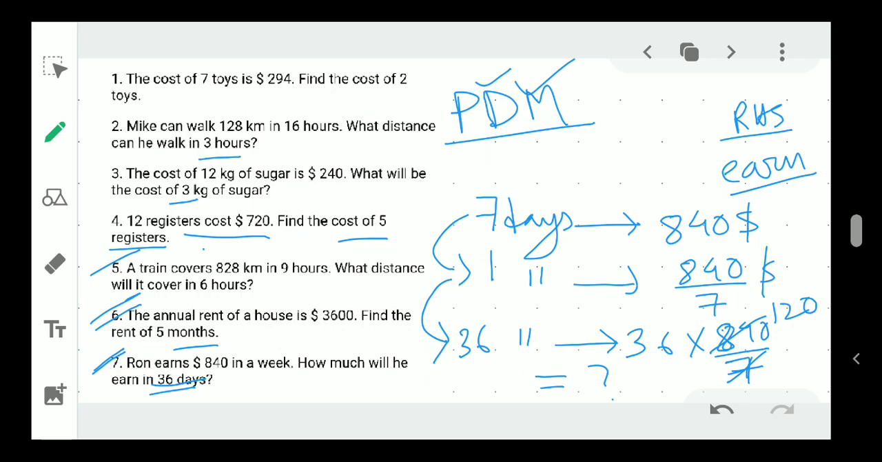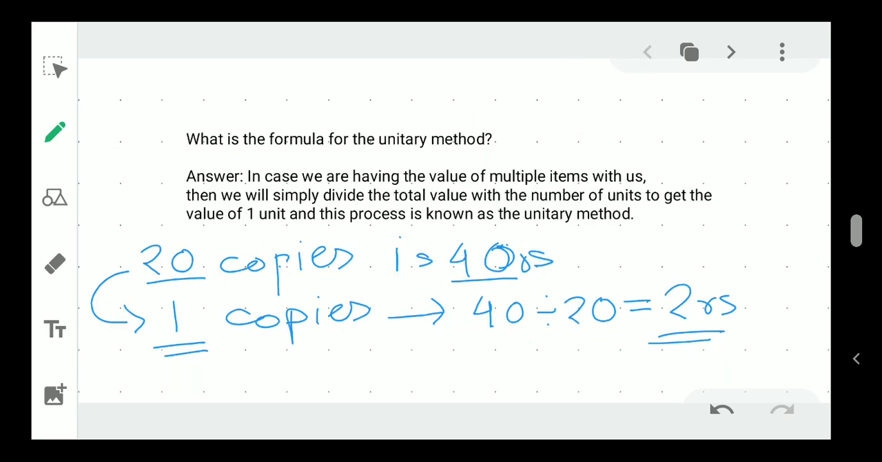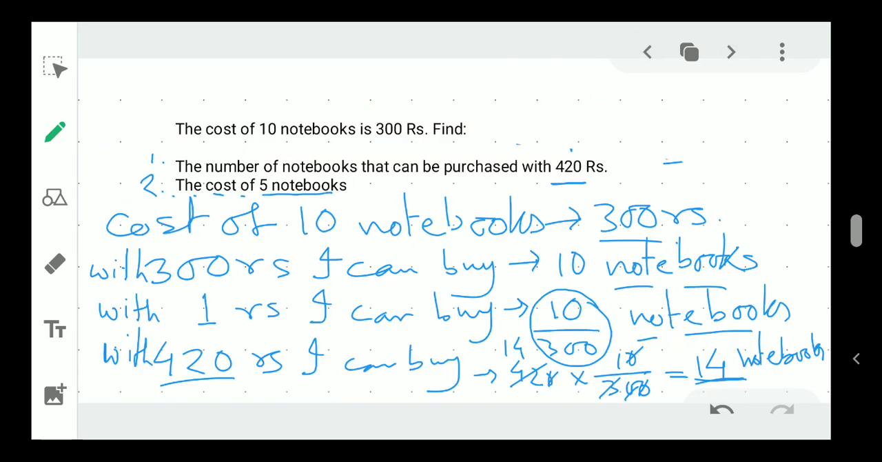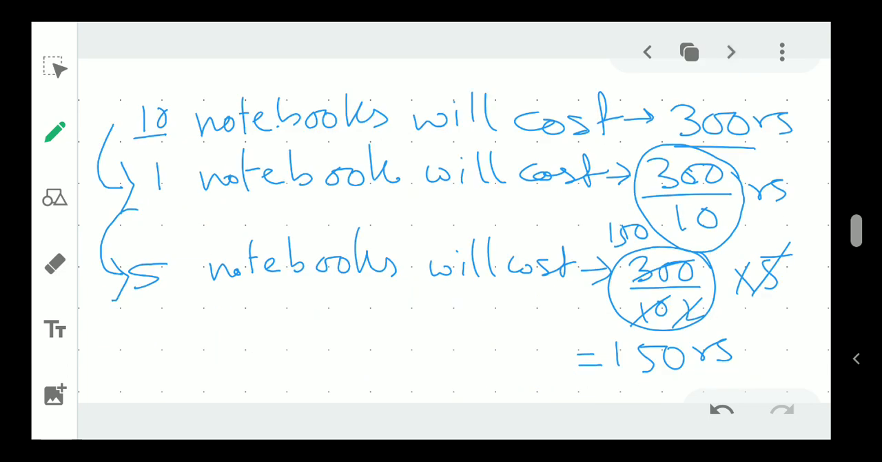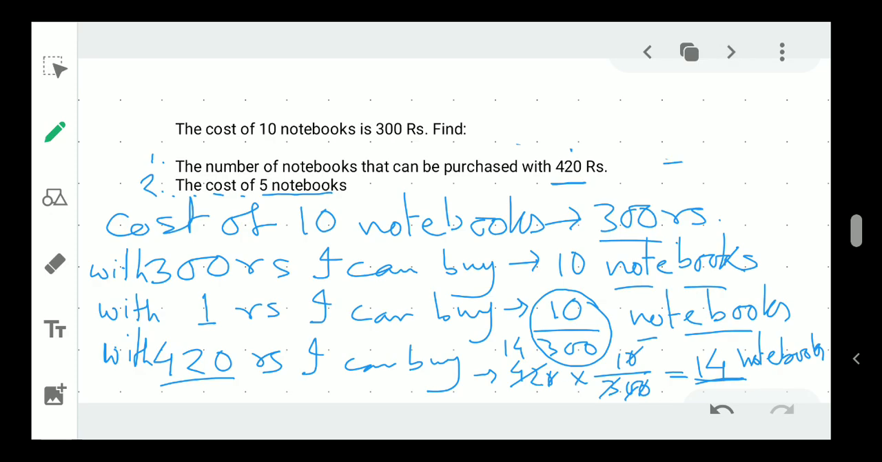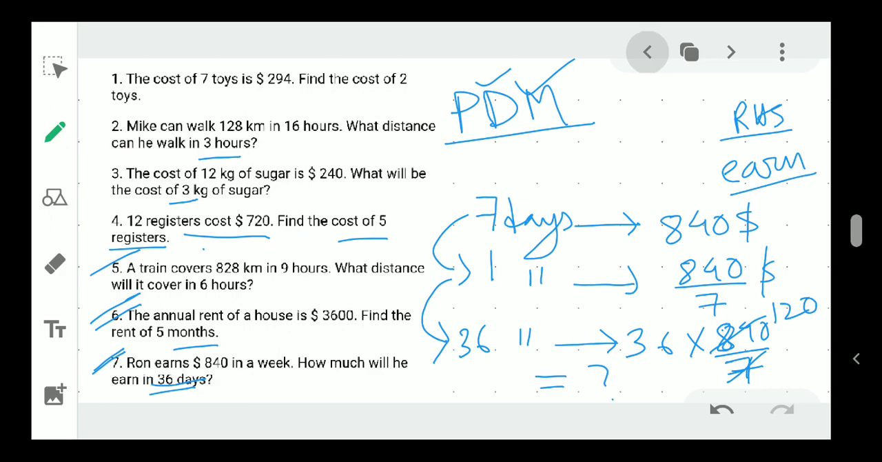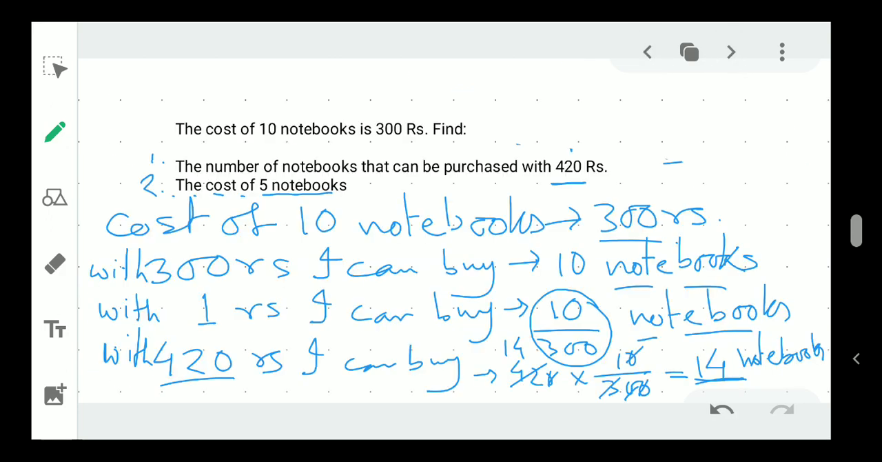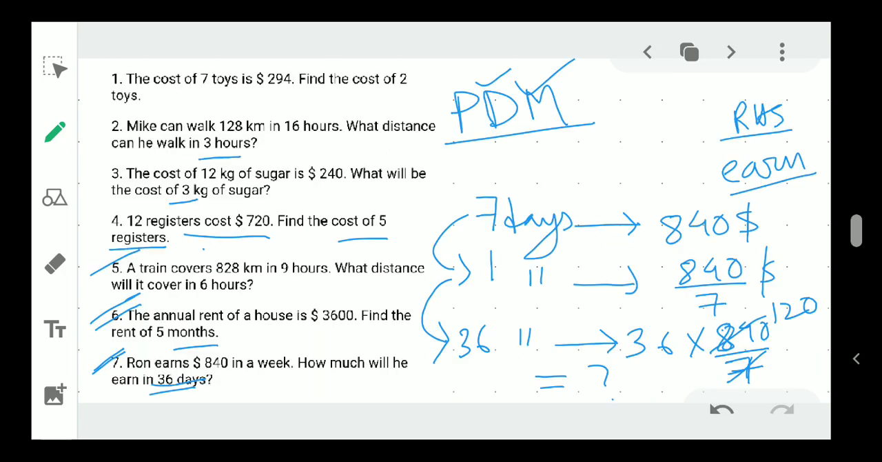Okay, so this is the class for today, and we have learned what is the unitary method and PDM, right? But the next time we will learn something which is called IMD. That will come slowly because that is a little bit tricky. So the first math was a little bit, what do you say, confusing, I think, but whenever we came this far, it was easy.